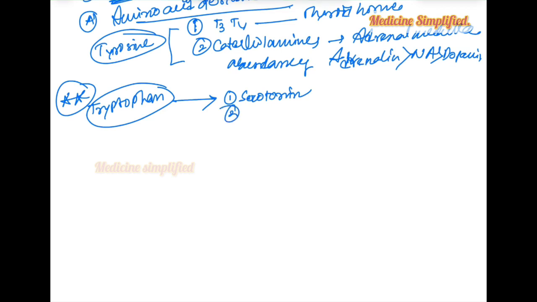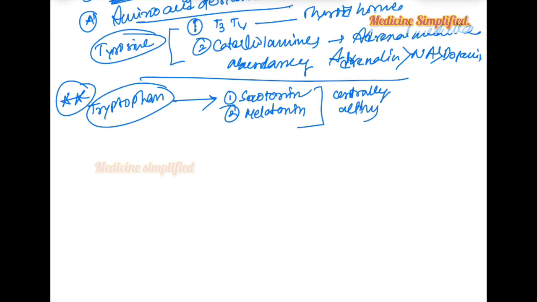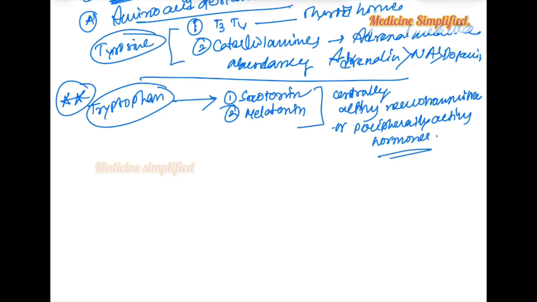Next is tryptophan. Very important. From tryptophan, two hormones are derived: number one, serotonin, and number two, melatonin. They act as neurotransmitters in the central nervous system and as hormones in the periphery. So they are centrally acting neurotransmitters or peripherally acting hormones.